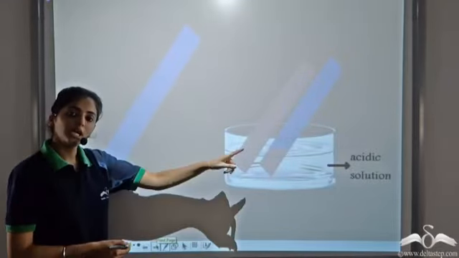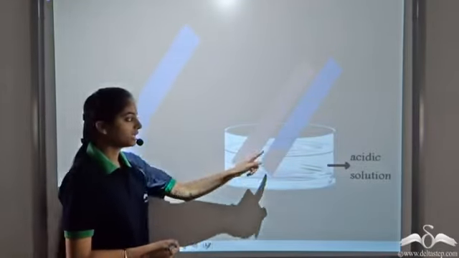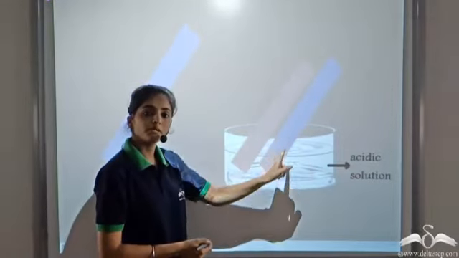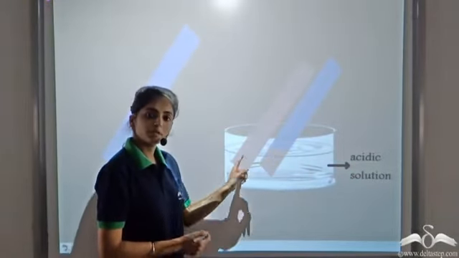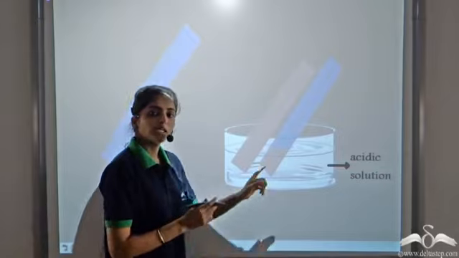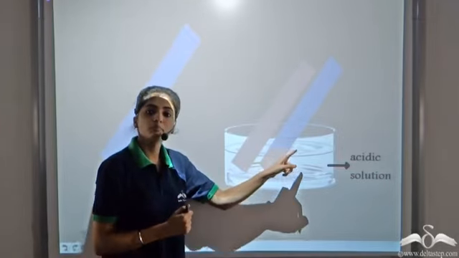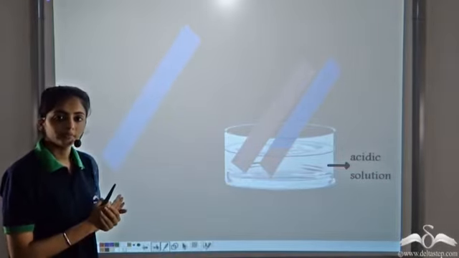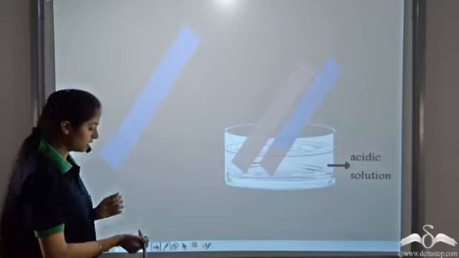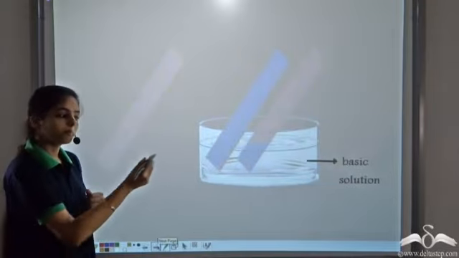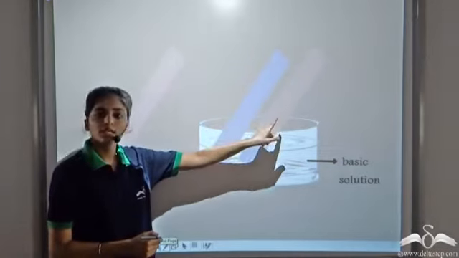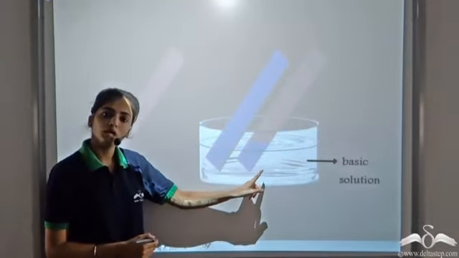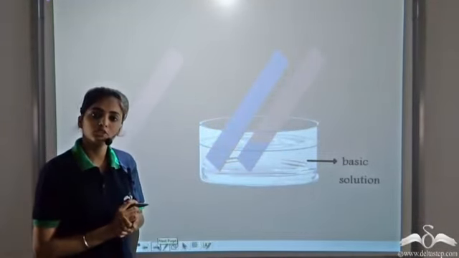Now, if we have an acidic solution, it turns blue litmus paper red. The red litmus paper remains unchanged. An acidic solution turns blue litmus paper red. And the opposite is done by a basic solution. A basic solution changes red litmus paper blue, and the blue litmus paper remains unchanged.